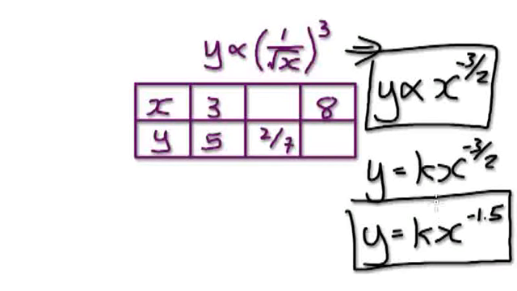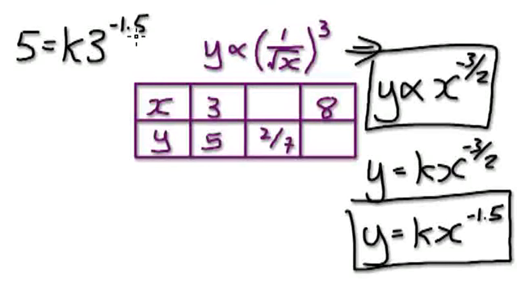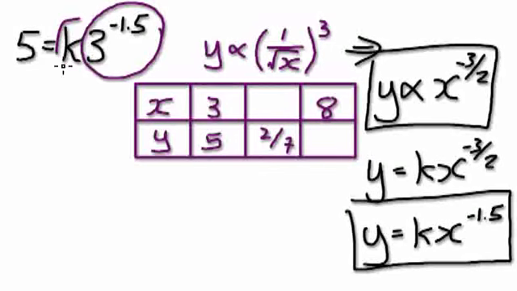Now we need to work out our k. So let's put this 3 into the x, and then put the 5 into the y. So this would become 5 equals k times 3 to the power of minus 1.5. Okay, so let's get a calculator and work out this bubble. At the moment you've got k times this bubble. Let's just work out that bubble first.